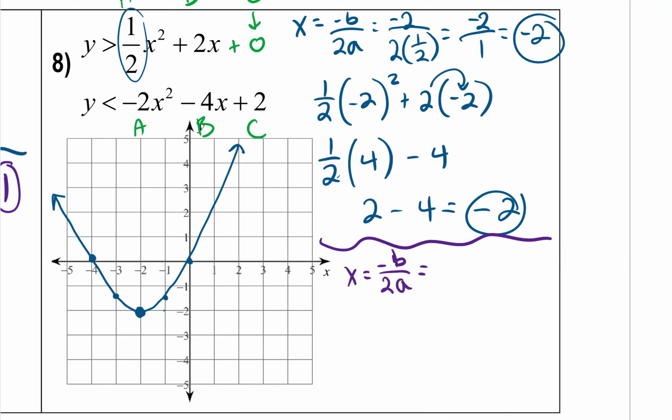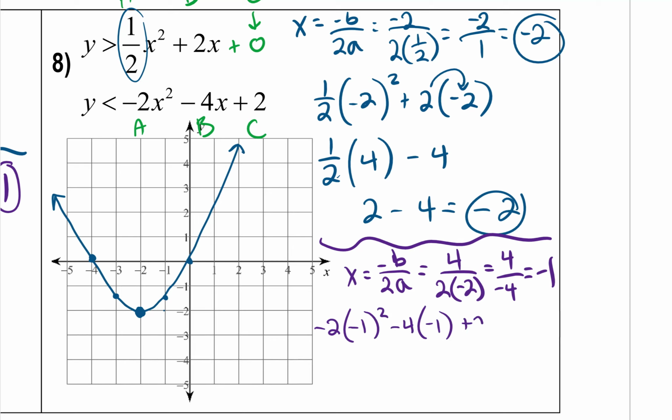Alright, so negative b over 2a for the second one is positive 4 over 2 times a, which is negative 2. So 4 over negative 4 just gives us negative 1. Now we can plug that in. So negative 2 times negative 1 squared is negative 2 times 1, which is negative 2. Negative 4 times negative 1 is just plus 4, plus 2. Negative 2 plus 4 is 2, plus 2 is just 4.